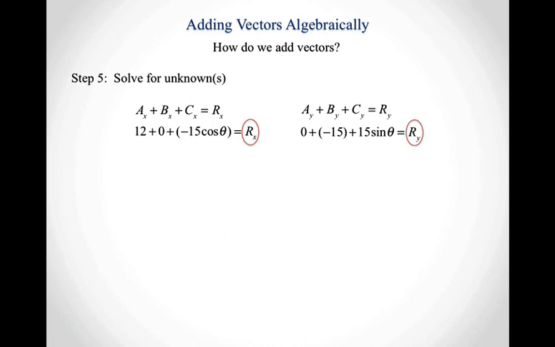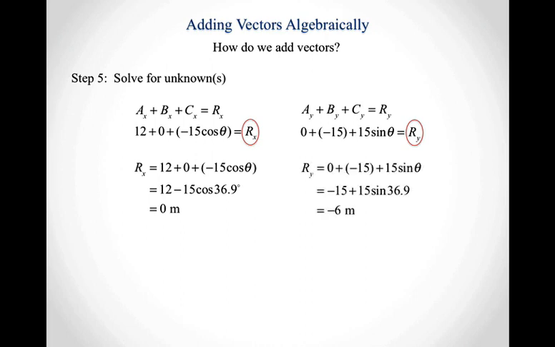And so now I can go through and use my x component equation to solve for the x component of vector r. In this case, when I plug in my cosine of 36.9 degrees and multiply that by 15, that happens to be 12, so 12 minus 12 is just another way of saying 0 meters. I can use my y component equation to solve for the y component of vector r, and again when I plug in my values I end up getting that the y component of vector r is negative 6 meters.